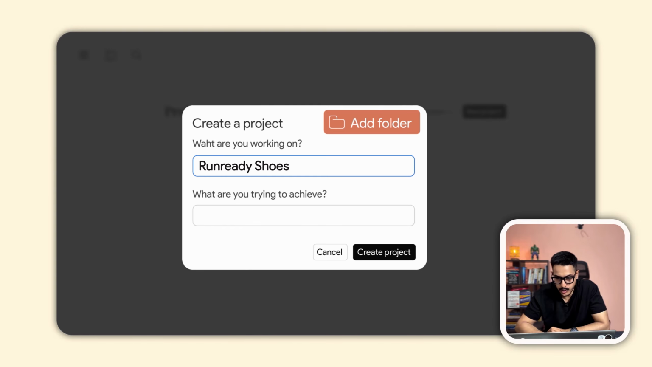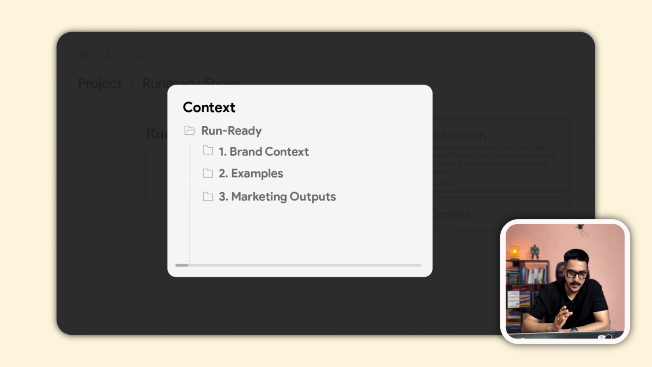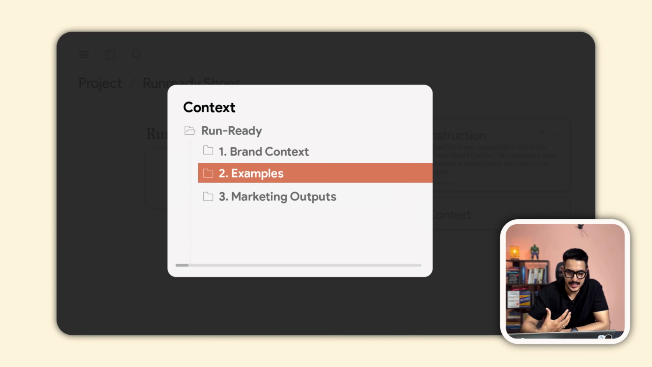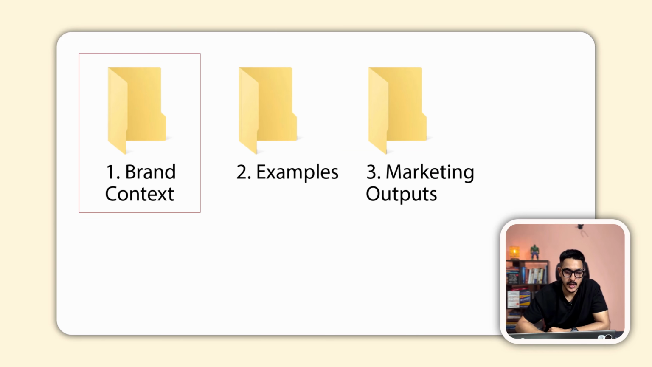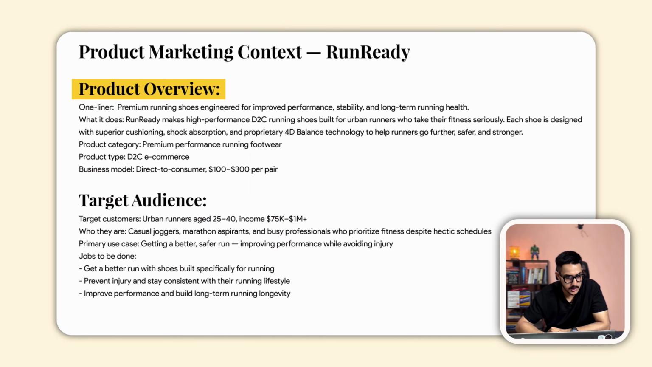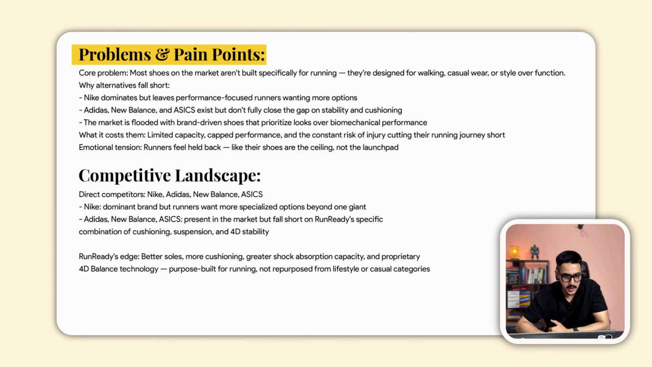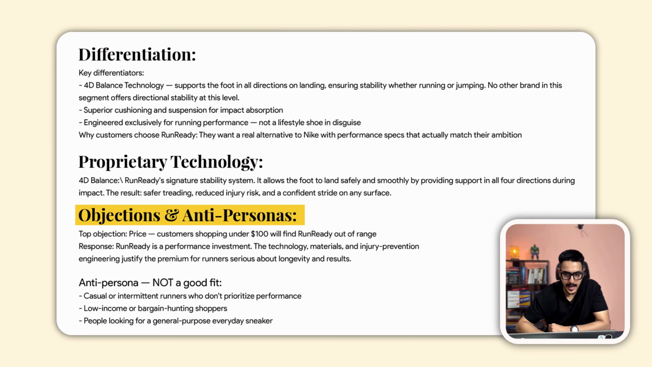I'm going to add a folder here, and if you see the structure of this folder, it's 1, brand context, 2, examples, and 3, marketing outputs. Let me explain this one by one. So I have given local access of my system to Claude Cowork. Number 1 is brand context. In this, I have a file, brandcontext.txt, which tells everything about my brand. The product, the target audience, the pain points, the differentiation, the technology, the objections, the persona, everything.